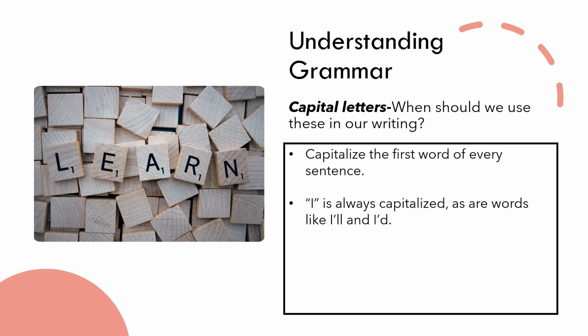I is always capitalized, as are words like I'll and I'd. Whenever you're writing the word I, that doesn't need to be lowercase. It needs to be a strong I. It needs to be a capital letter. Capitalize a proper noun, so things like Coventry. A proper noun, a name of a place or a name of a person, needs to have a capital letter as well.